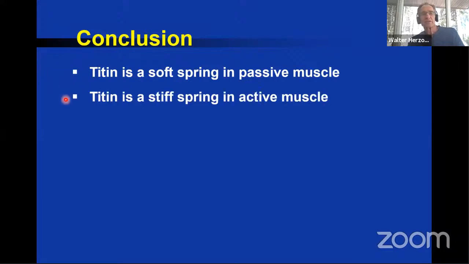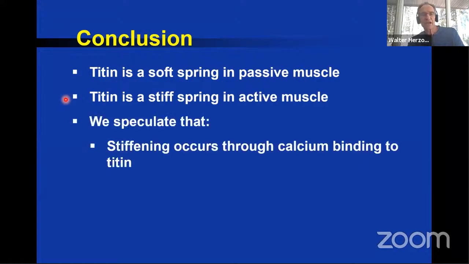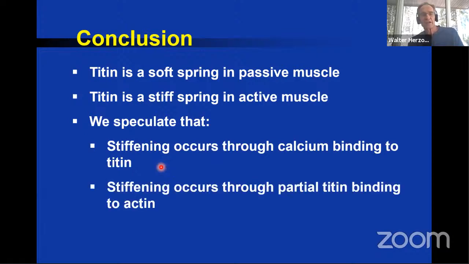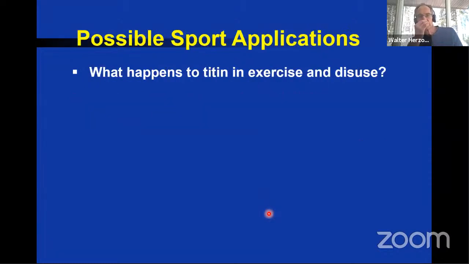But we think that Titin becomes stiff in an active muscle, and we think that this happens because of calcium binding to Titin that increases the molecular bond strength, and therefore individual Titin elements cannot elongate as readily, and also because that Titin might be binding partially to actin, therefore reducing its spring length and therefore become stiffer.